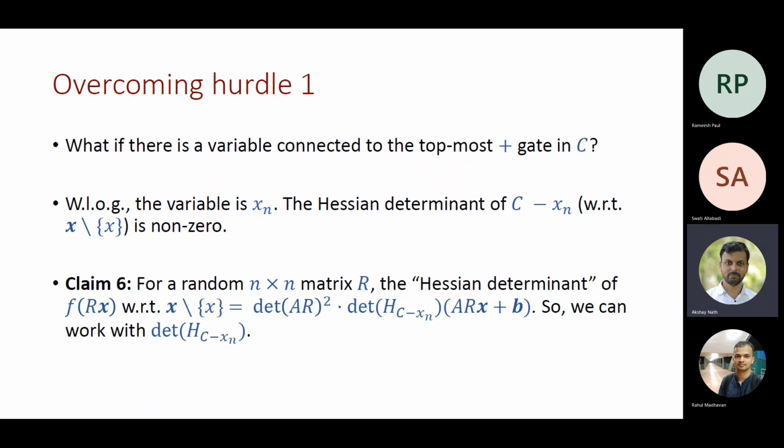So the Hessian determinant of C minus xn is non-zero. And what we show is this. For a random n cross n matrix R, the Hessian determinant of f of Rx with respect to x minus xn is related to the Hessian determinant of C minus xn. So basically, what we wanted to do was use the Hessian determinant of C to obtain information about A and B. But now we would just use the Hessian determinant of C minus xn to obtain the same information. So the message is essentially: without loss of generality, assume that the Hessian determinant is non-zero, because if it is zero, there is a workaround.